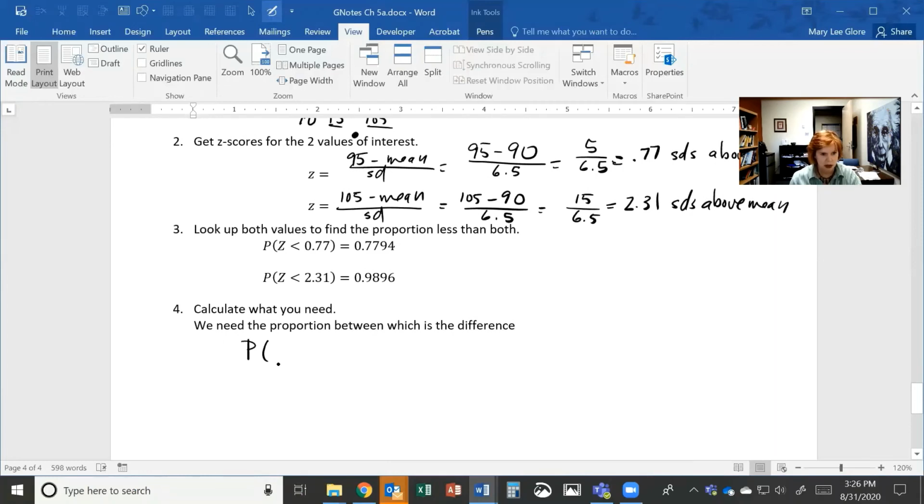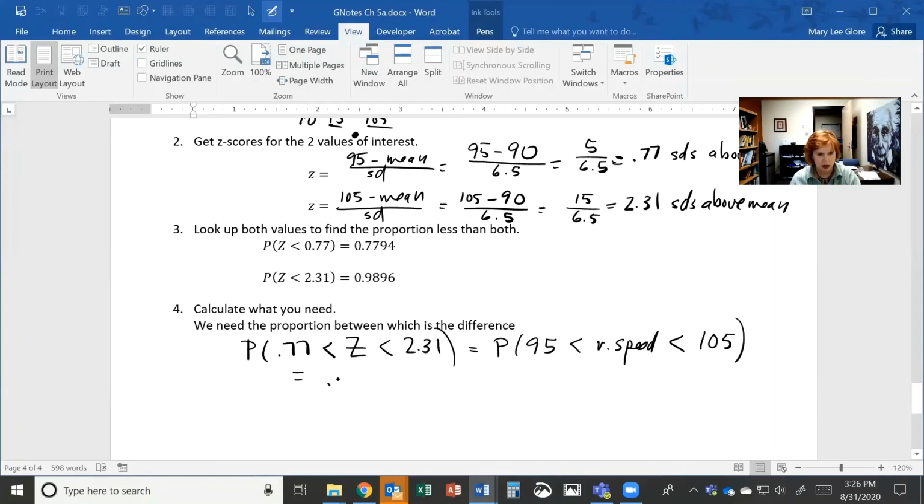The proportion of being between those two values, 0.77 is less than Z, is less than 2.31, is equal to the proportion. These are for z-scores, but for reading speeds, we got this 0.77 from the 95 words per minute. 95 is less than the reading speed, is less than 105. And I get this by subtracting these two.